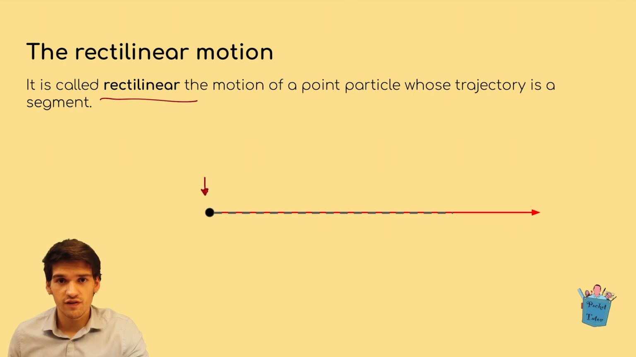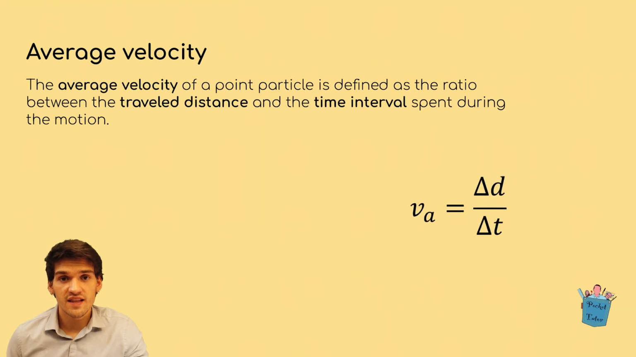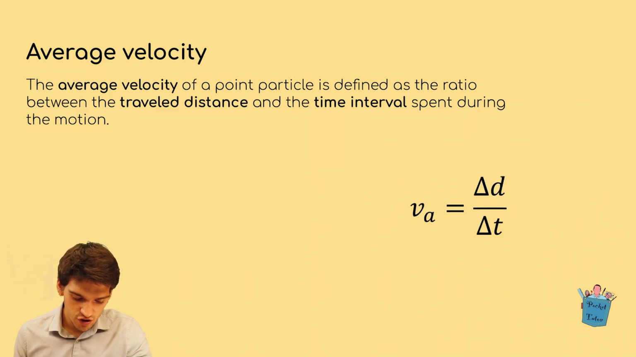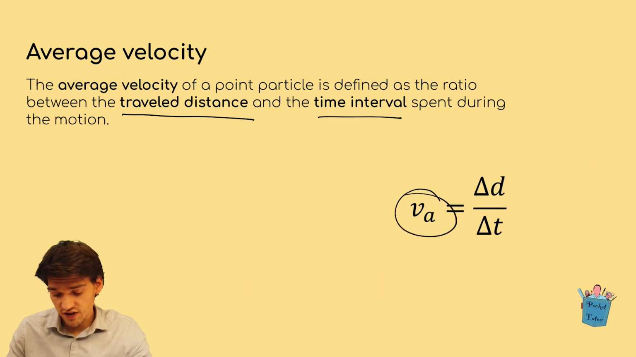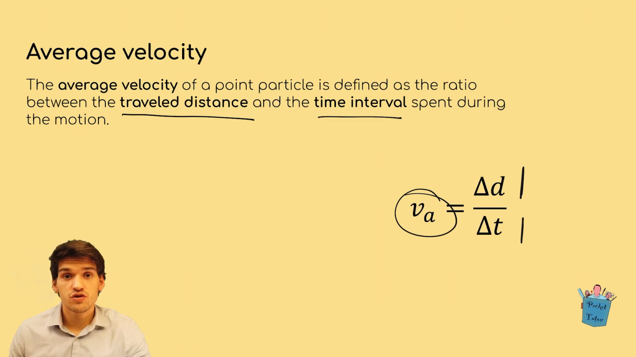Now, I keep talking about velocities and speed, but how can we compute the velocity of a body? Well, we have seen that the velocity says which is the rate at which a body is changing its position. And in order to compute the instantaneous velocity, we still don't have the tools to do that. And we will see how to do so in later lessons. But the average velocity, that one we can compute it. And the average velocity is given by the ratio between the traveled distance and the time interval spent during that motion. So the average velocity, this value here, is given by the ratio between the distance that is being traveled and the time interval needed to travel that distance.